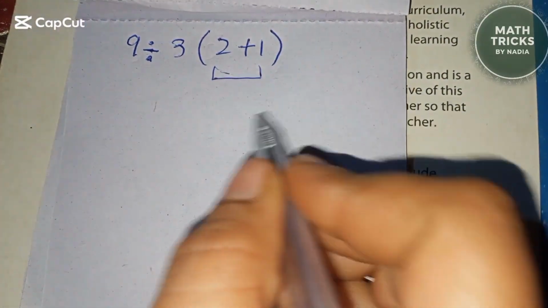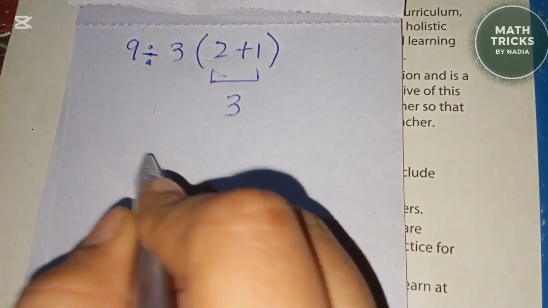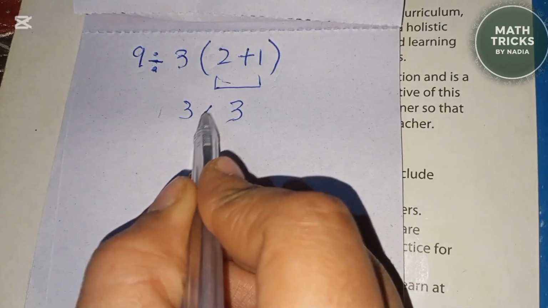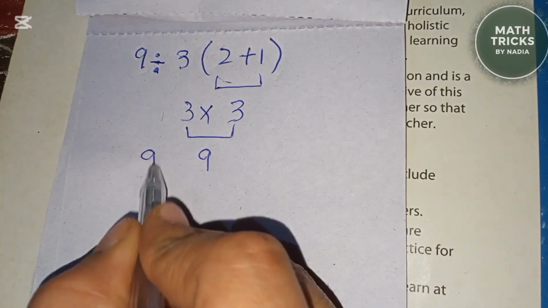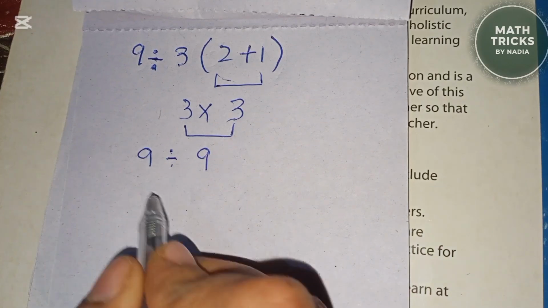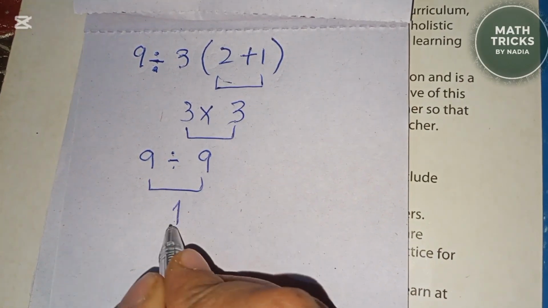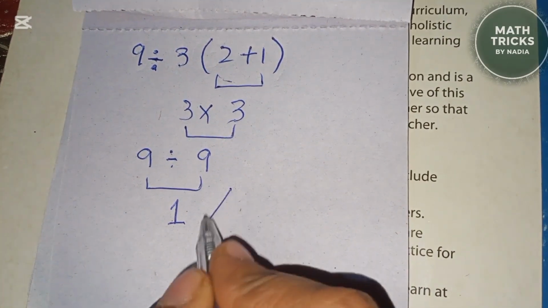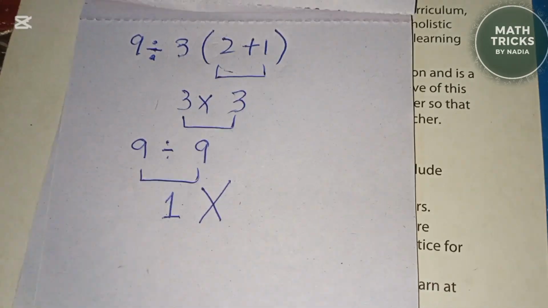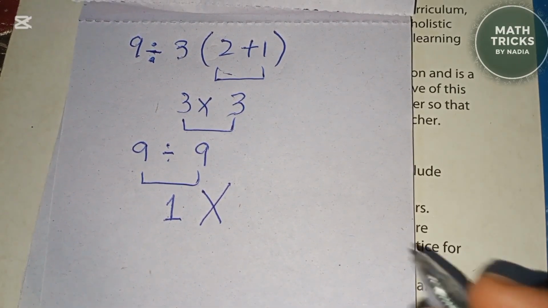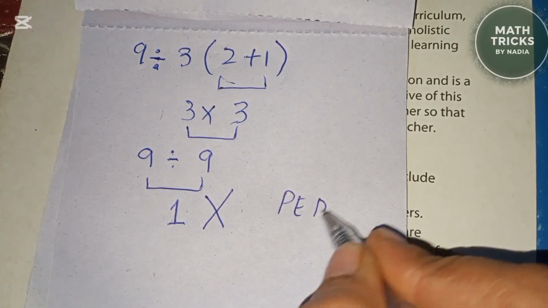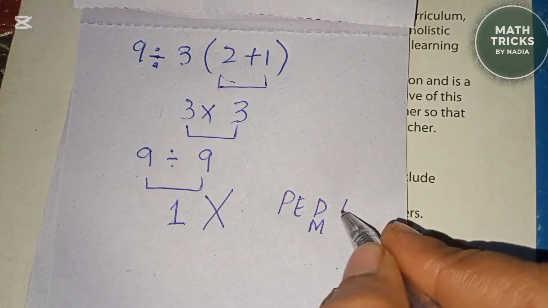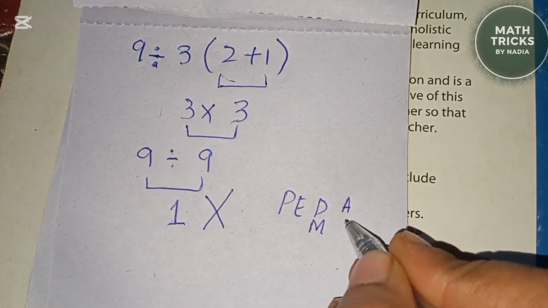2 plus 1 which gives us 3, and 3 times 3 which gives us 9, and 9 divided by 9 which gives us 1. But this answer is not correct because according to the order of operations, first we have to do parenthesis, then exponent, then division or multiplication, then addition or subtraction.